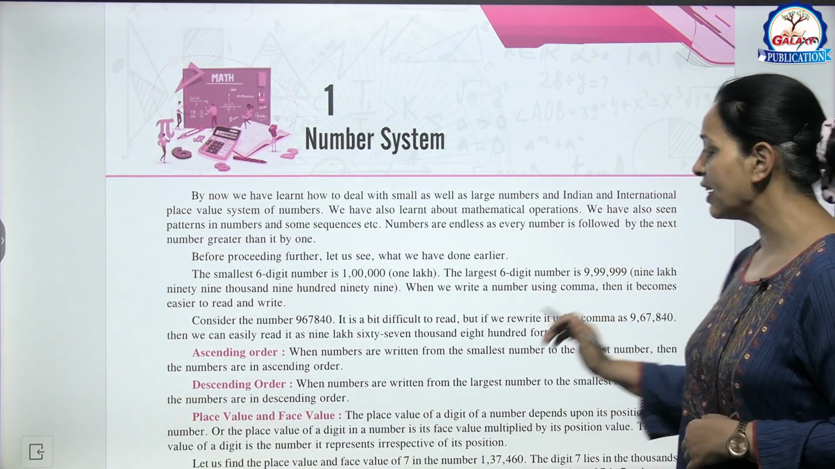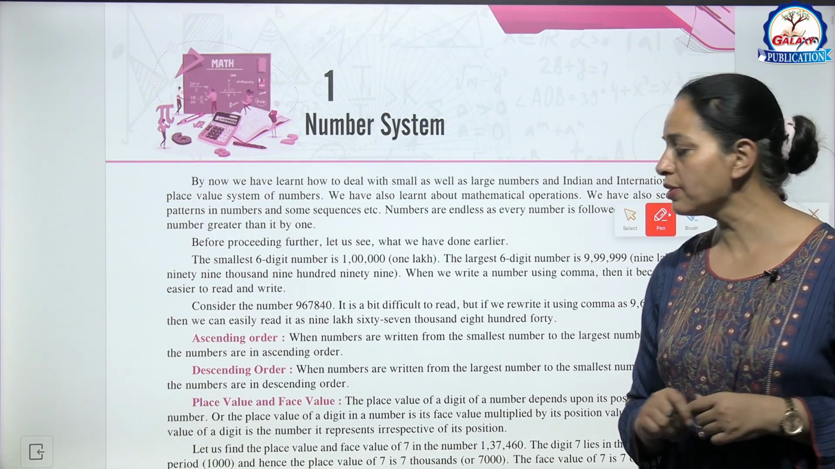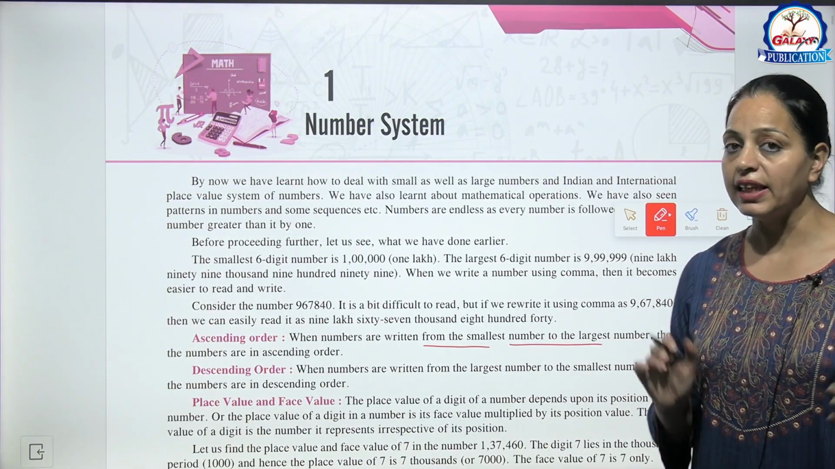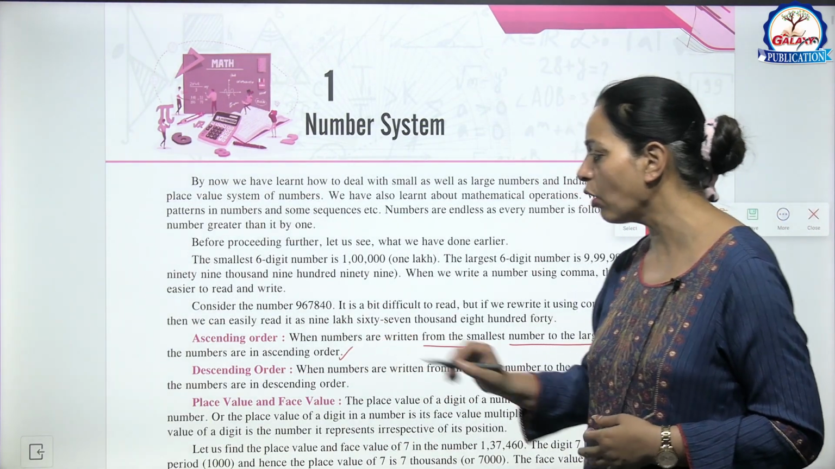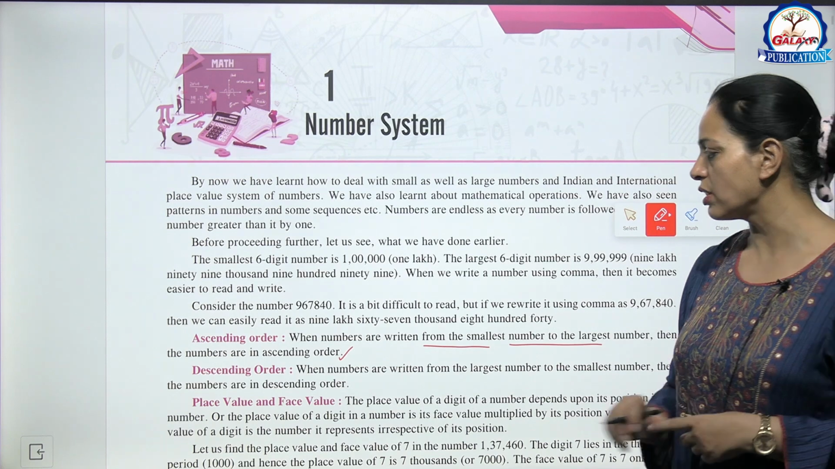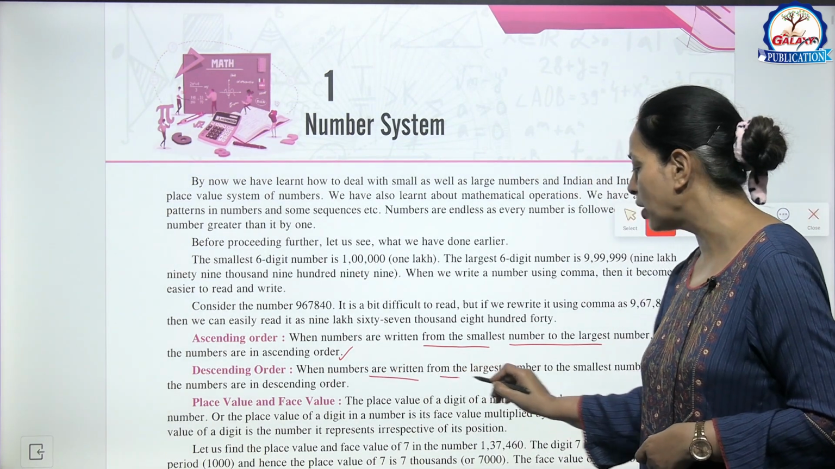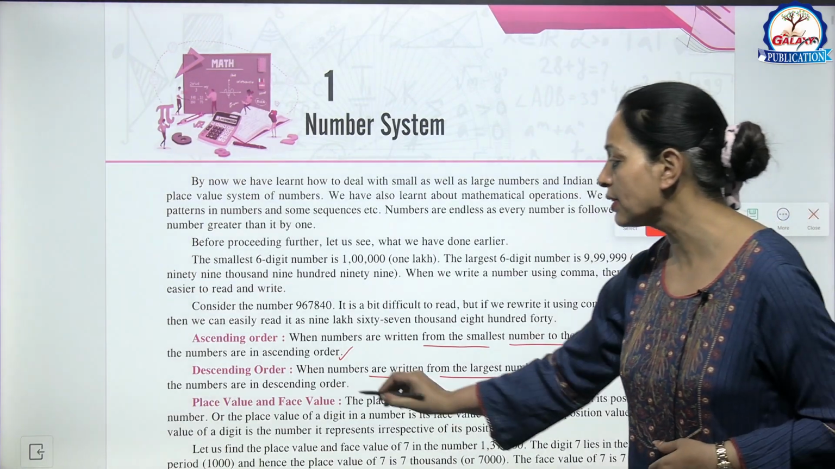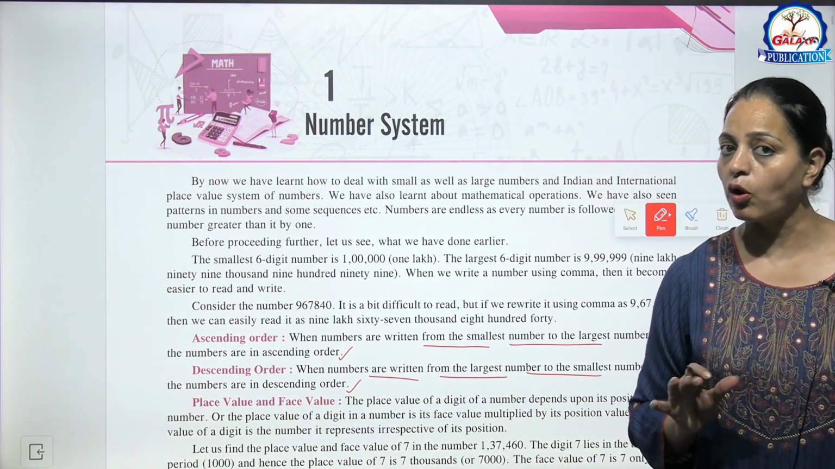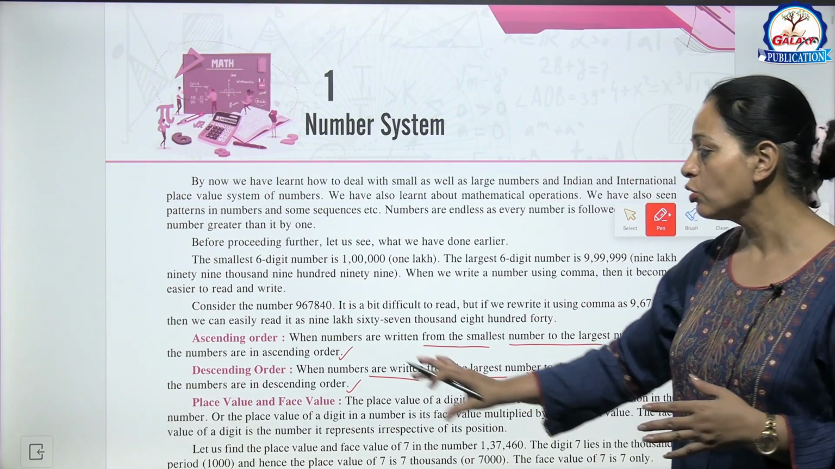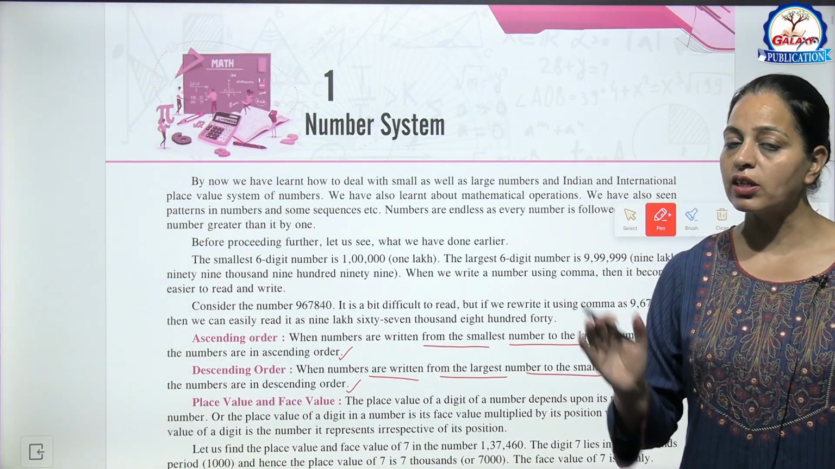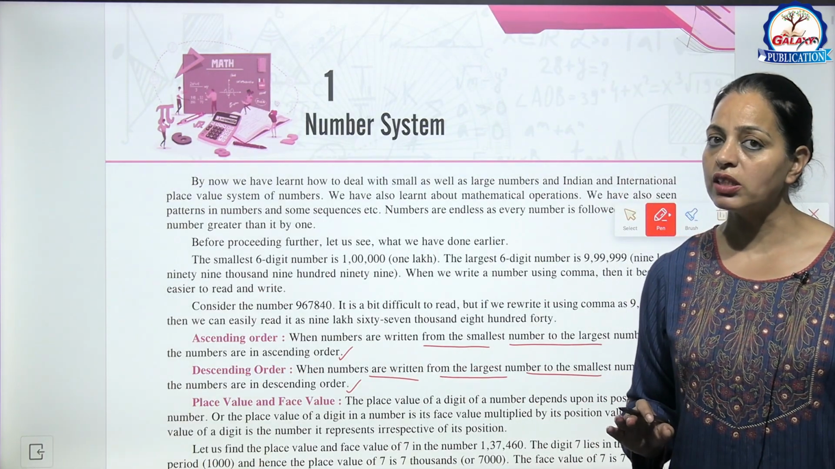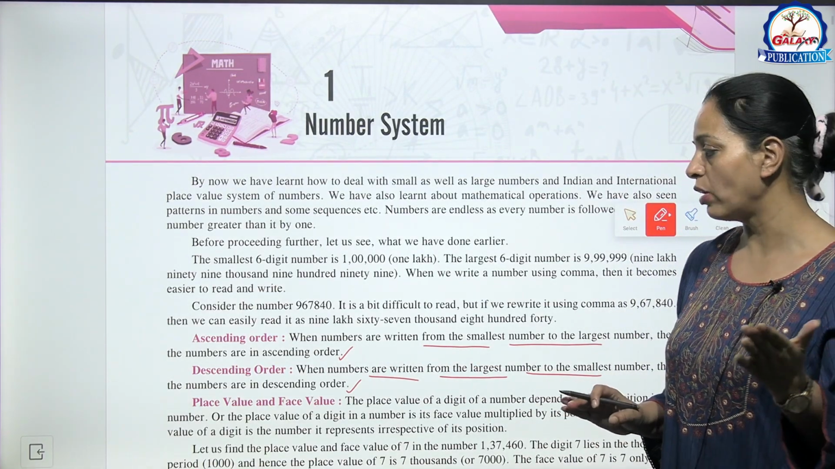Now the next is ascending order. When numbers are written from the smallest number to the largest number, then the numbers are in ascending order. Descending order: when numbers are written from the largest number to the smallest number, then the numbers are in descending order or decreasing order. So ascending means increasing order, smallest to greatest, and descending means decreasing order, greatest to smallest.